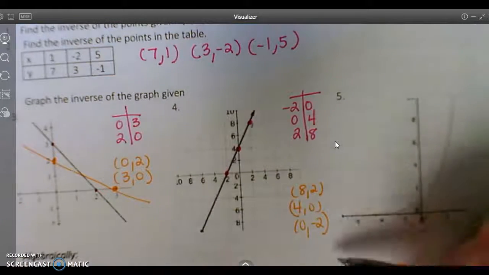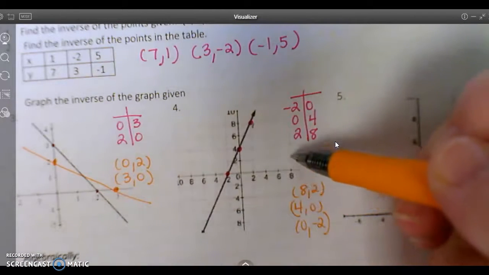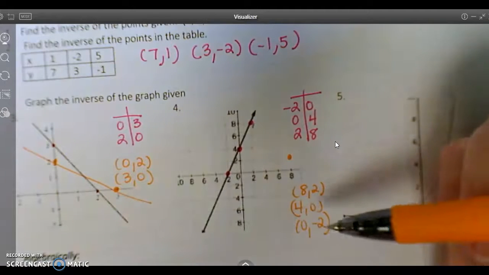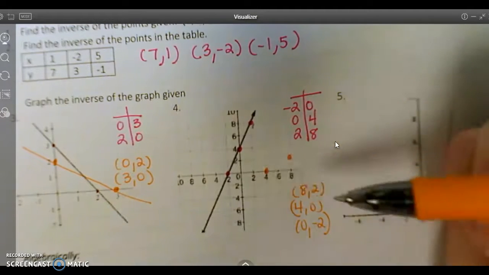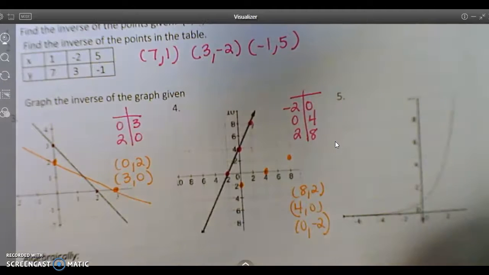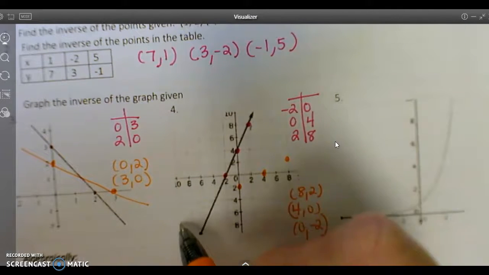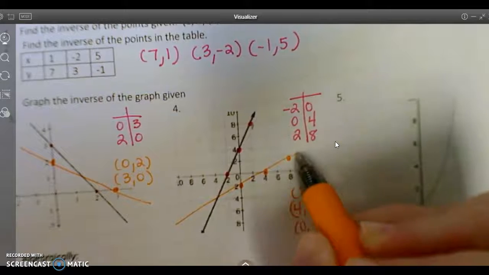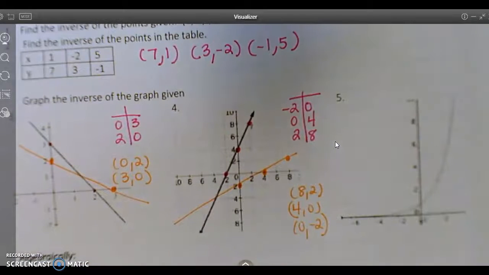And now I'm just going to graph those 3. So 8, 2, 4, 0, 0, -2. Connect those points. And that's the inverse.